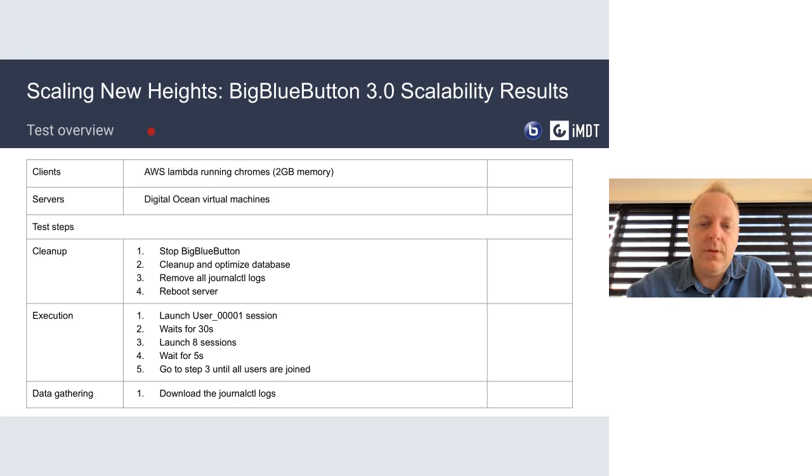Okay, so now I will give an overview of how the test happens. For the clients, we are using AWS Lambda running Chromes with 2 GB memory. This means that these Chrome browsers have only one CPU core. So it's still several users joining. It can run BigBlueButton, but as we can see later, some numbers like the time to join take a little bit more time here than when we try on our computers, because Lambda only has one core. So this is a limitation, but this is what is allowing us to run several users at the same time with a reduced cost. So it's still a good thing.